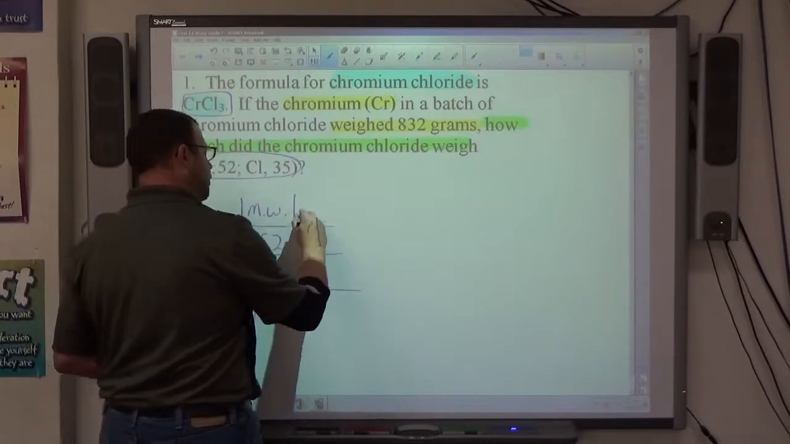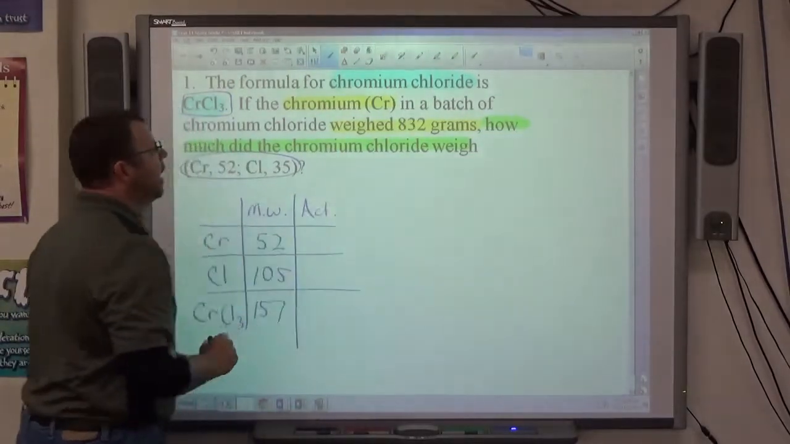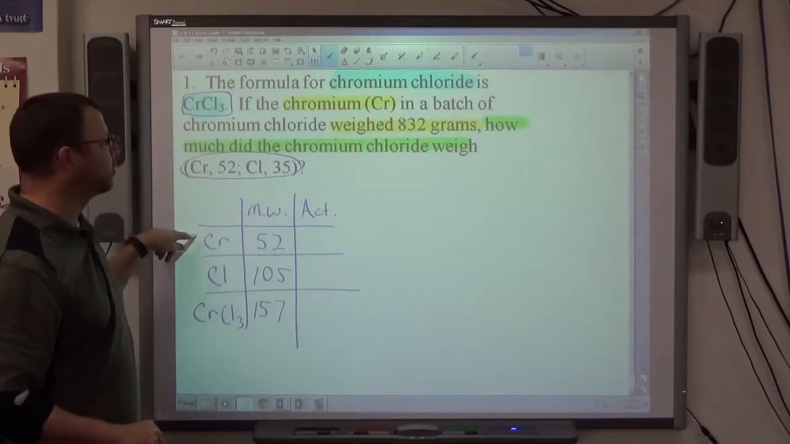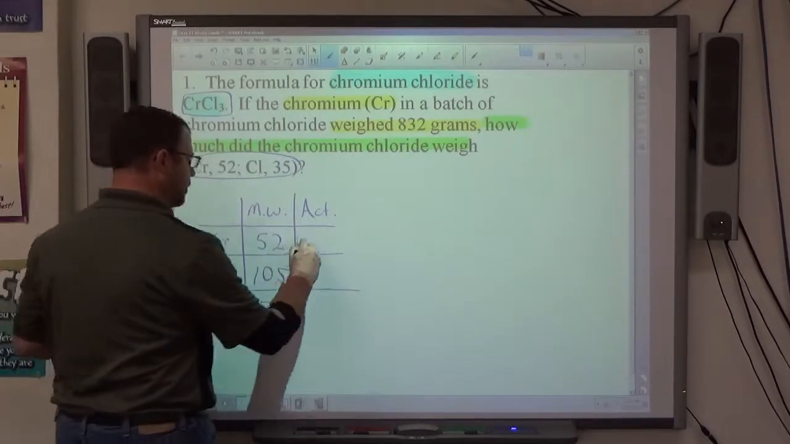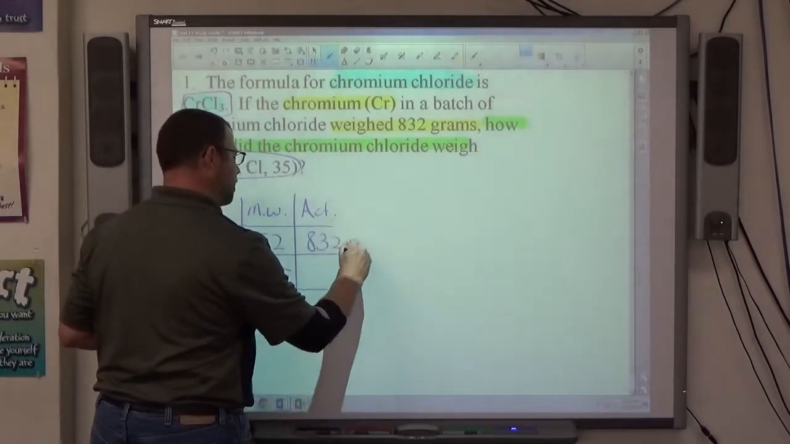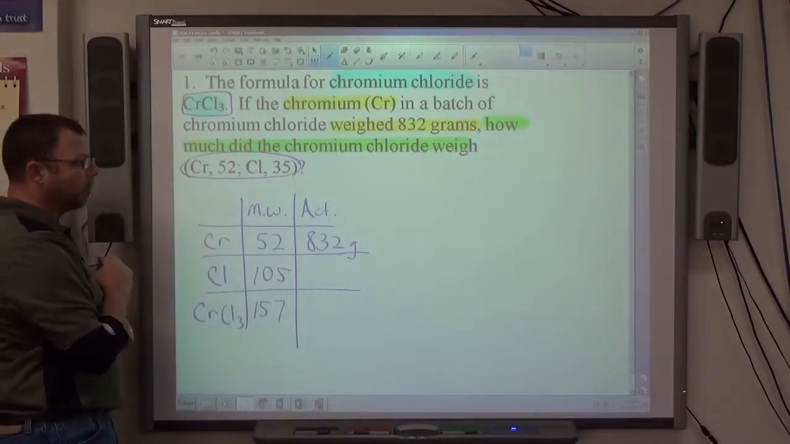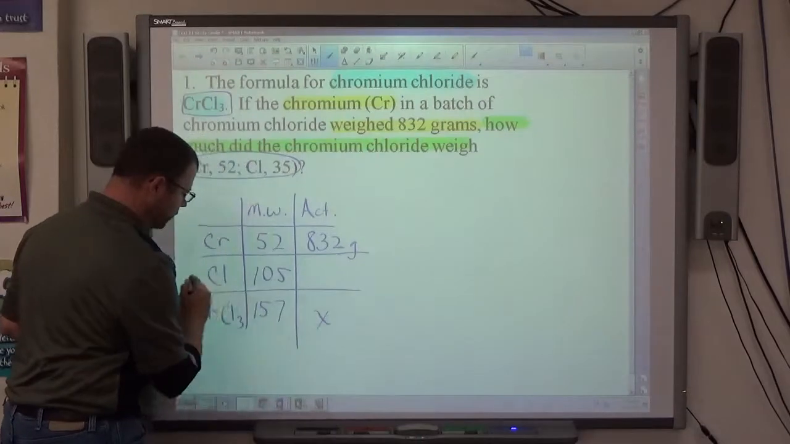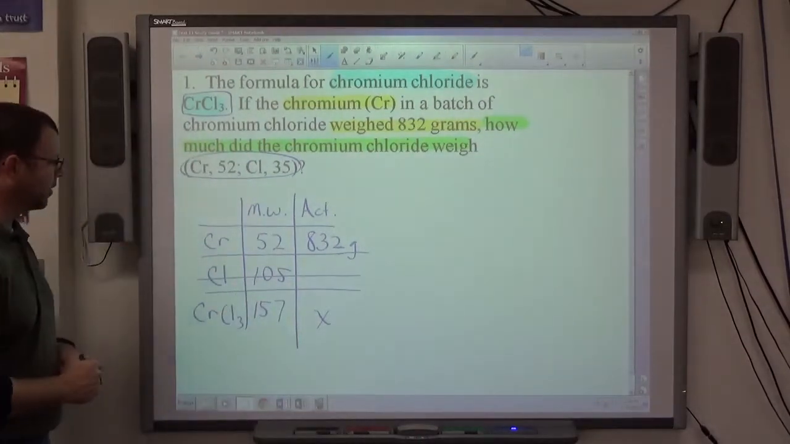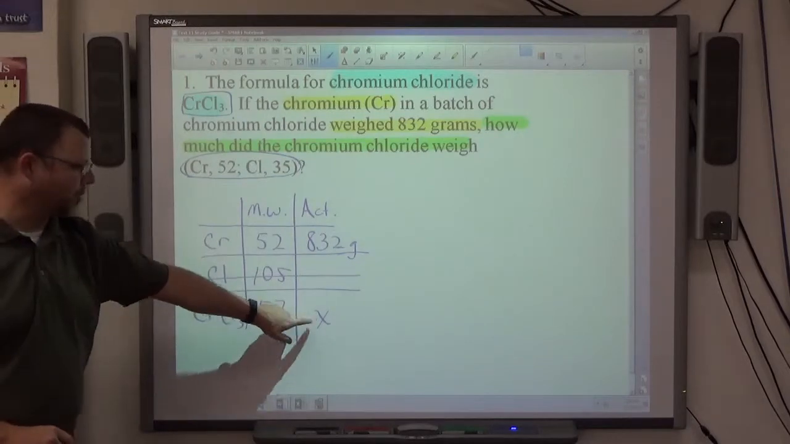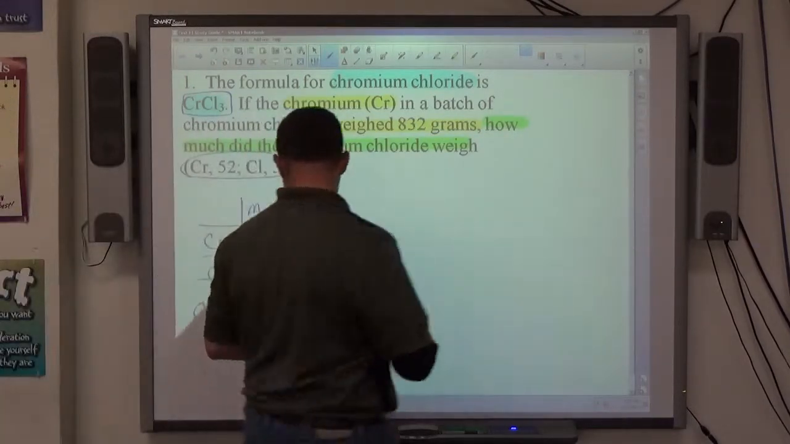Then we have actual numbers, and the information telling us the chromium, which is Cr, weighed 832 grams. So 832 goes in the actual column under chromium. How much does the chromium chloride weigh? They're asking me to find this number, so chlorine is no longer necessary. I needed that 105 to get the 157, but at this point, all they're asking me for is that information.